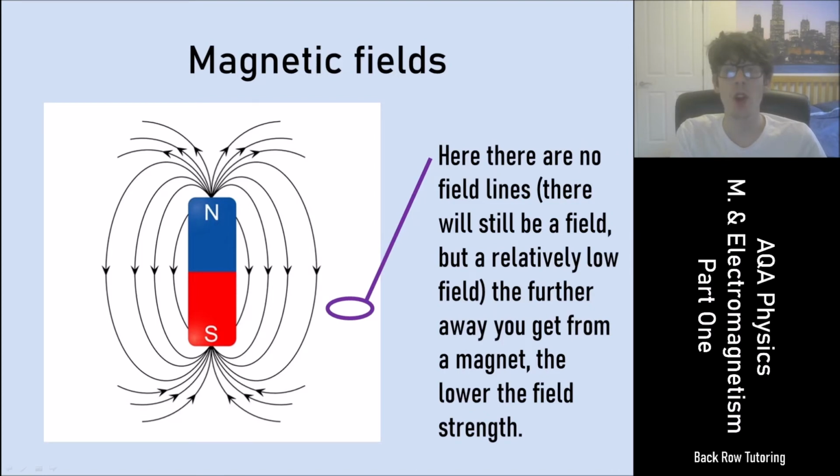In here, there are no field lines at all. There will still be a field, but a relatively low field. The further away you get from a magnet, the lower the field strength.